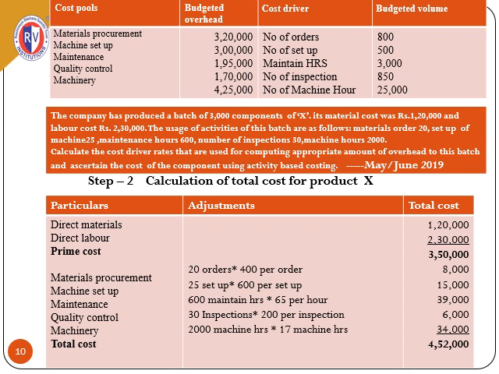After finding the cost of all the activities, when we add the overhead cost with the prime cost, the total we arrive at is called the total cost, that is rupees 4,52,000. So this is the second step.